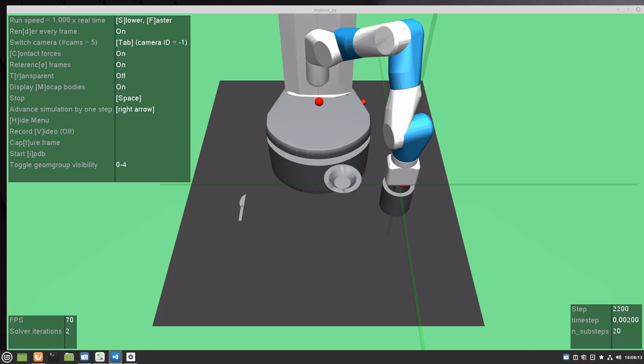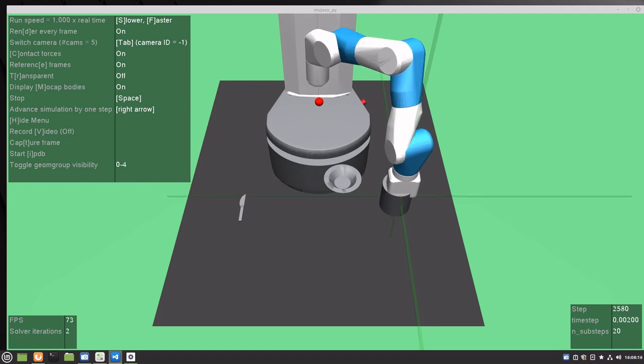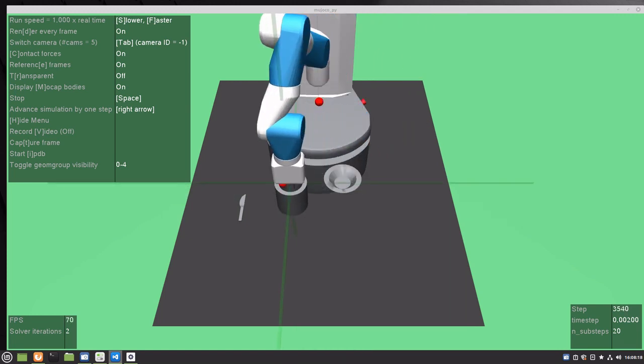Put the cup to the left of the plate. Put the knife to the right of the plate.